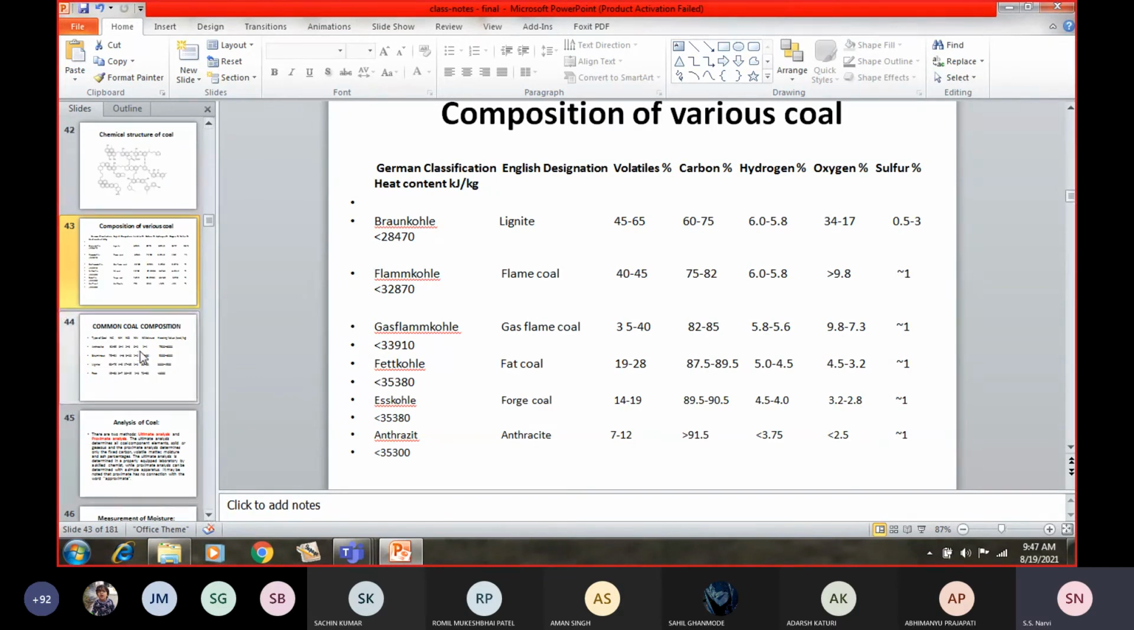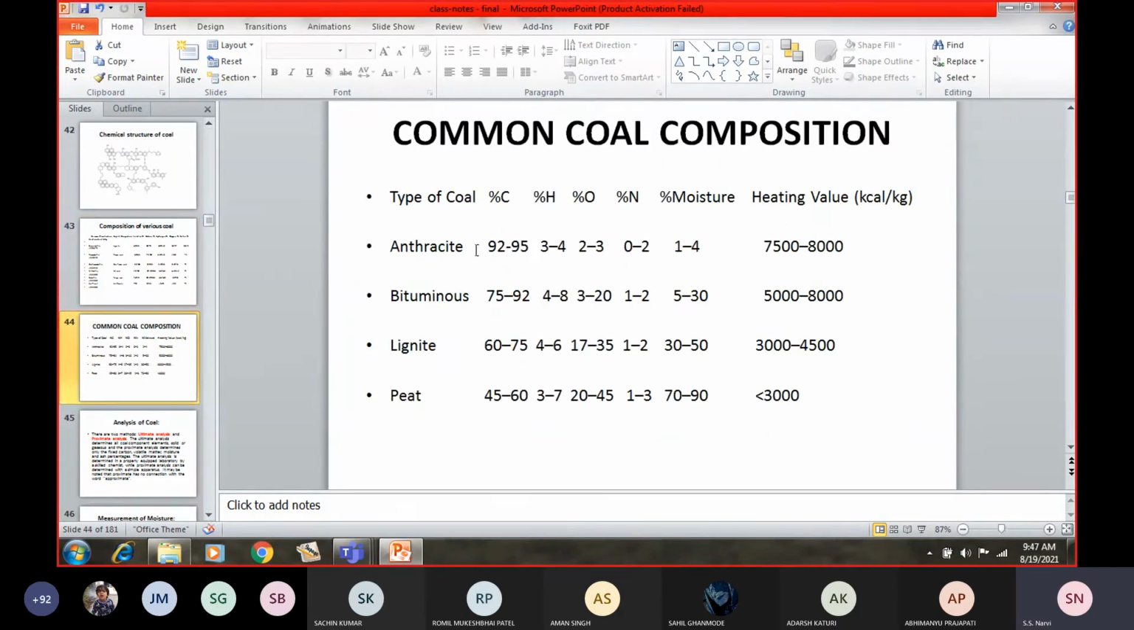This is common coal composition. I will upload this slide: anthracite 92 to 95%, hydrogen is 3 to 4%, oxygen 2 to 3, nitrogen is 0 to 2, that is maybe nil, but here sulfur content is not given. Sulfur content is generally very close to nitrogen content.